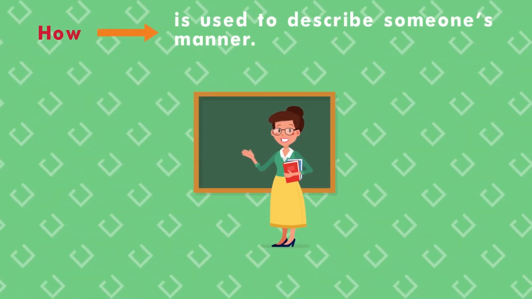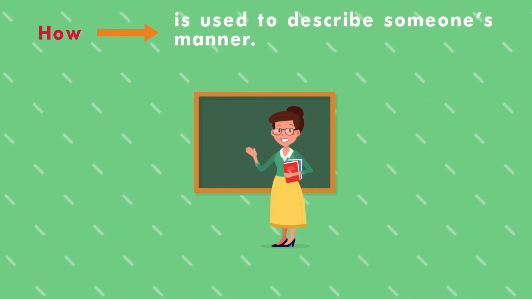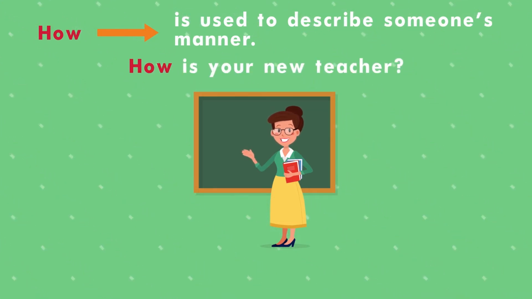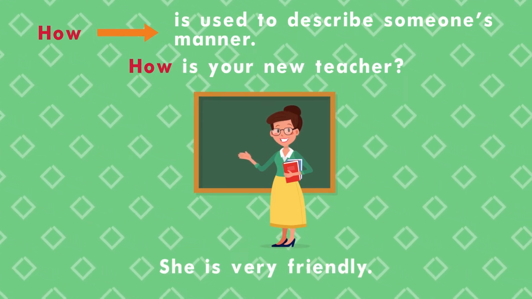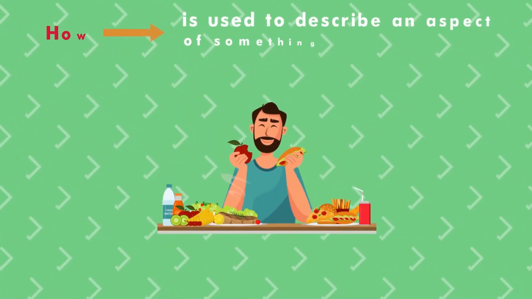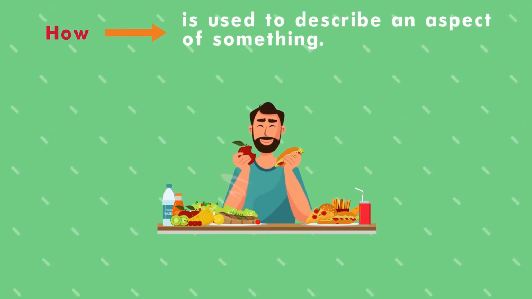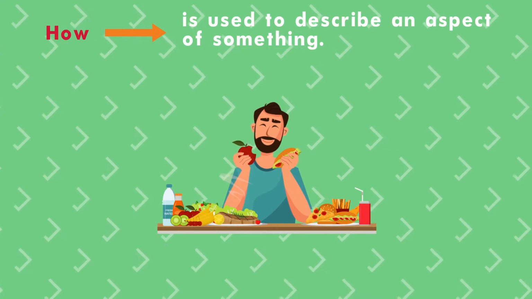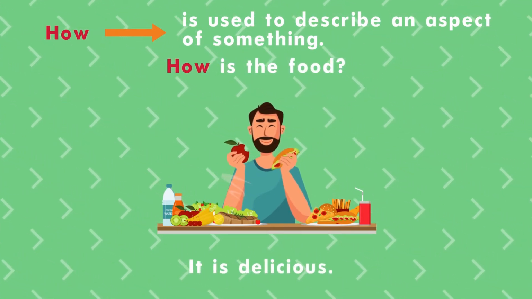How is used to describe someone's manner. For example, how is your new teacher? She is very friendly. How is also used to describe an aspect of something. For example, how is the food? It is delicious.